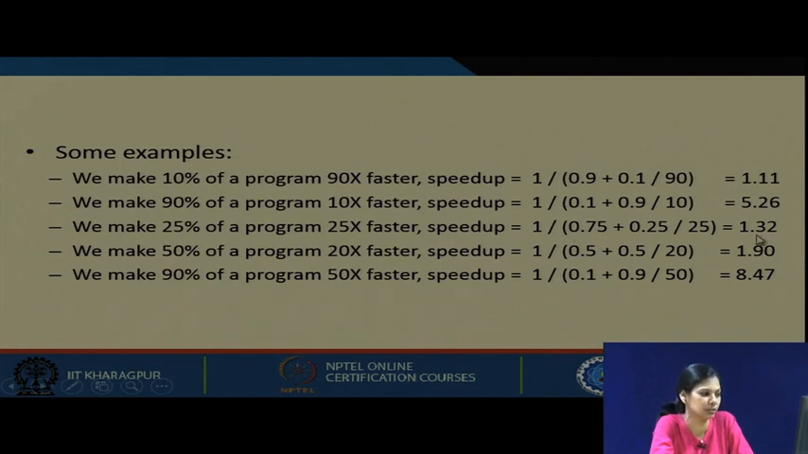We are getting this much. Similarly, making 50% of the program 20% faster gives 1.90. And if we make 90% of the program 50 times faster, we get the maximum value, because this is 90% of your program being sped up, and we get 8.47. So you can see that if you make an improvement on a part of your program which is used more often, that will give a better speedup.